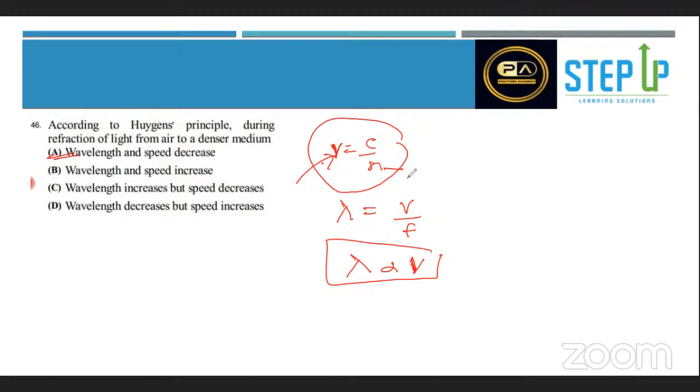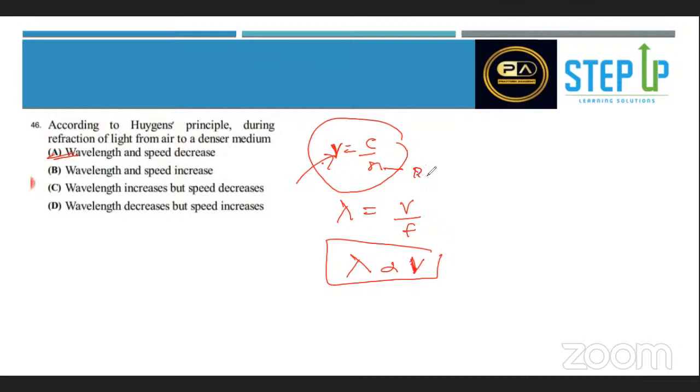Rarer to denser, the speed of light decreases because it depends directly on the medium. Because if the refractive index is more, then the speed of the light will become less. So obviously for denser medium, from this equation I'm writing.